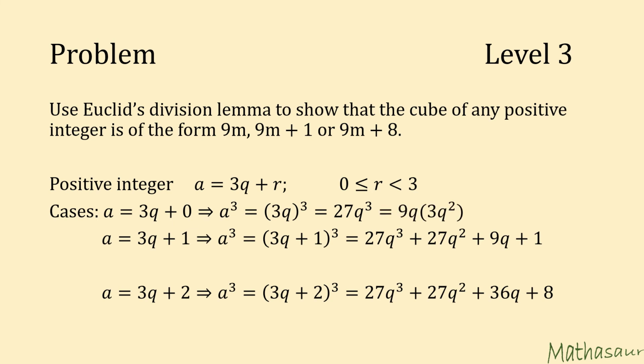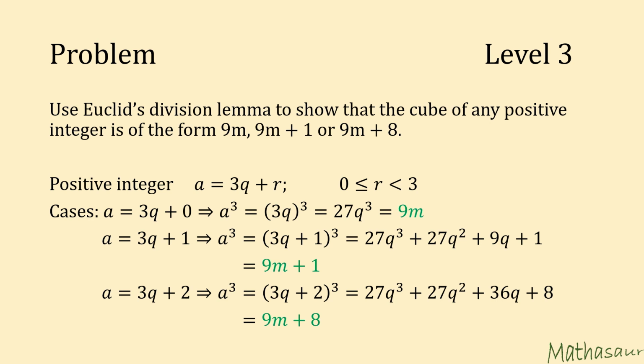In the first case, we can take a 9 common. So we have a multiple of 9 in the first case. Let us call this multiple of 9 as 9m. Let us look at the second case. We can take a 9 common from the first 3 terms. So we are getting a multiple of 9 plus 1. Let us write that as 9m + 1. In the third case, we can take a 9 common from the first 3 terms once again. So we have a multiple of 9 plus 8. Let us write that as 9m + 8. And we have our answer.